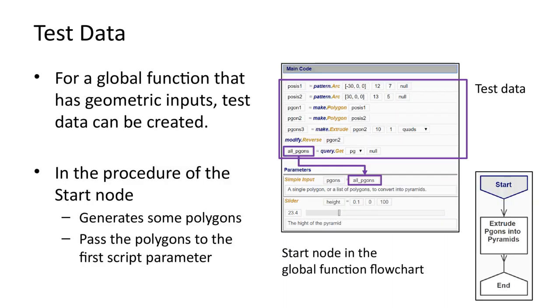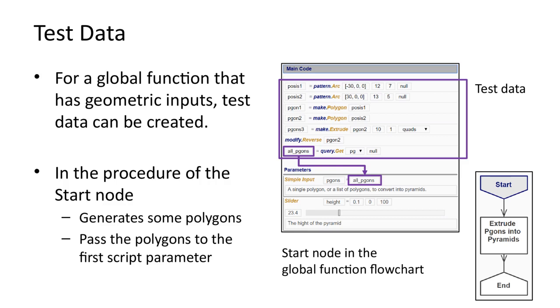So far, we have never had an input parameter to a flowchart that required a geometric entity. This is because we have always executed flowcharts in isolation. With global functions, we now have input parameters that require geometric entities from the main script. However, this poses a problem for the development process. How can we work on this script if there are no input entities to process? In such a case, we can generate some test data in the start node.